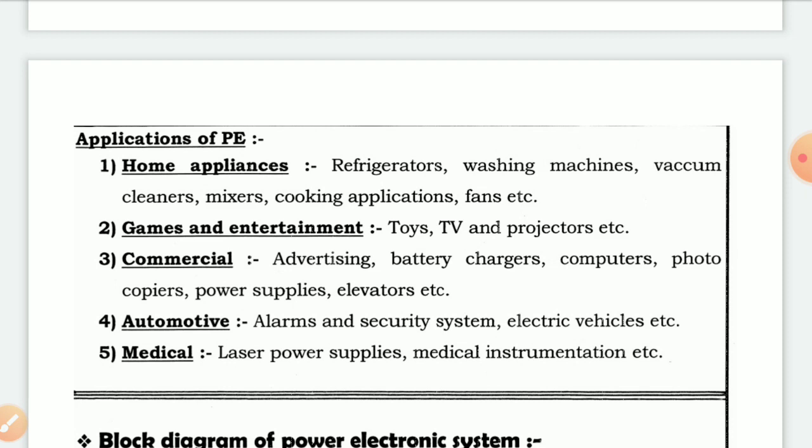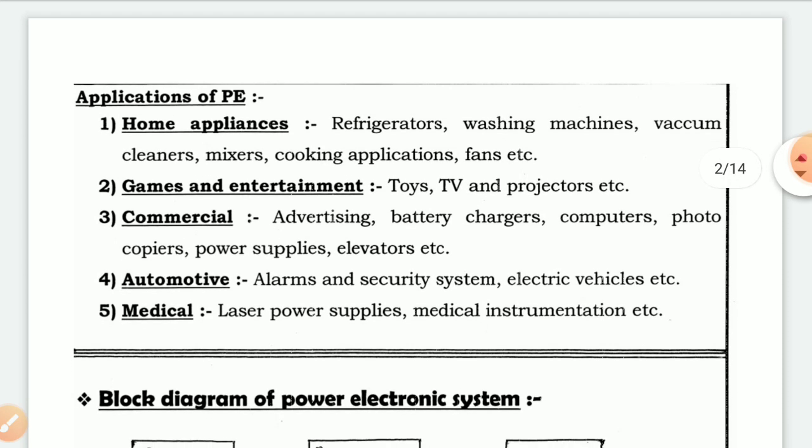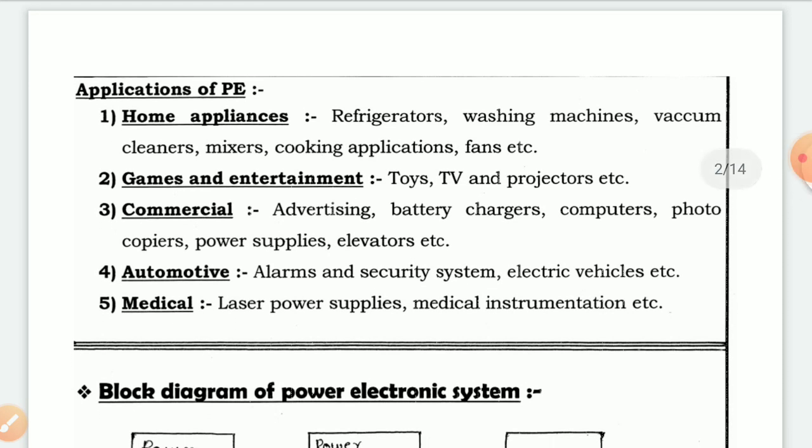Then comes games and entertainment. Gaming equipment like toys, TVs, projectors, electric cars, various toys, all the toys which use electronic circuits consisting of power electronics. Then comes the commercial applications.